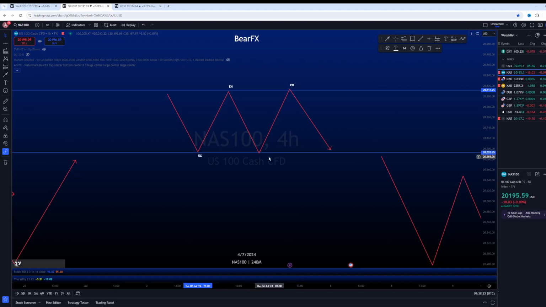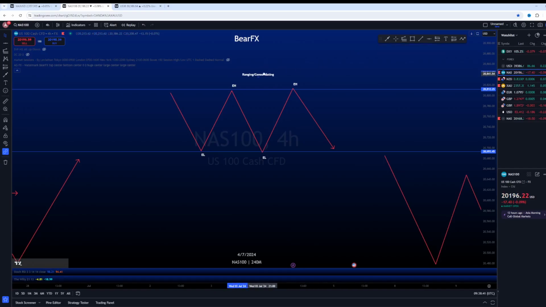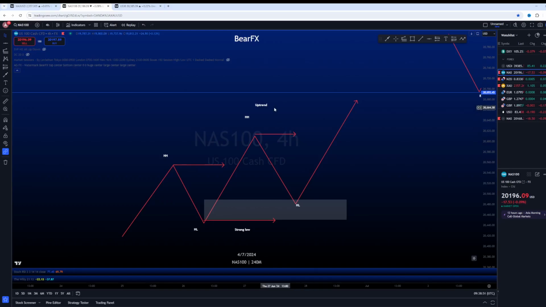Equal lows. Okay. Ranging. Consolidating. Okay. Uptrend. All right. Let's make these a little bit bigger.